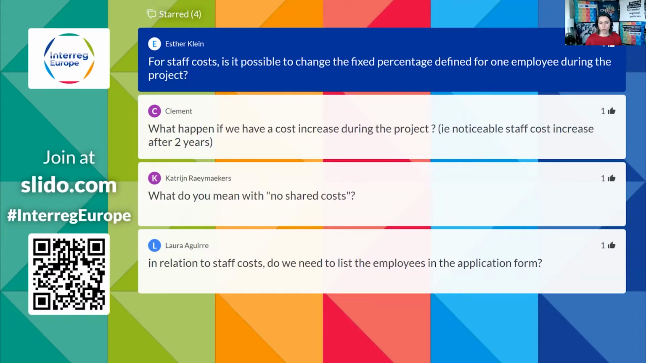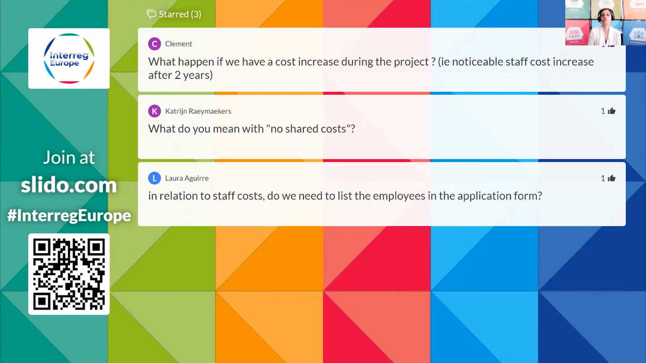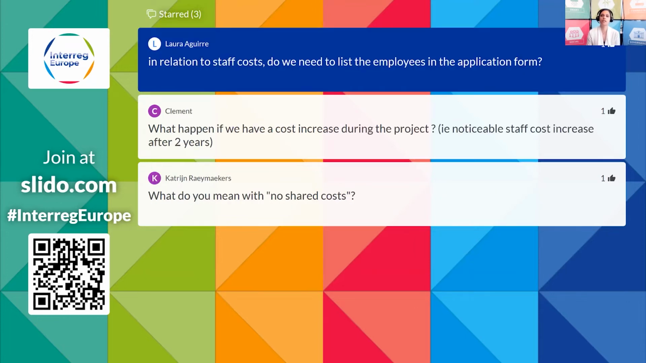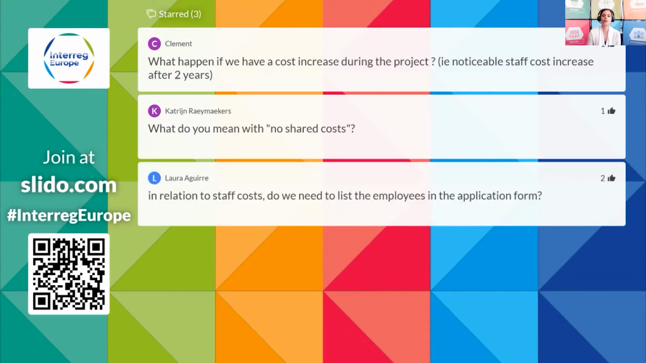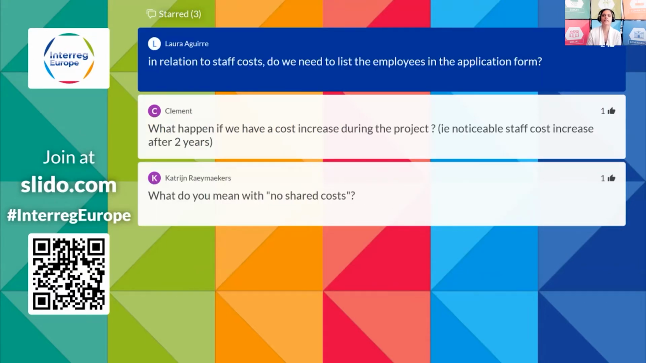Ilaria, Laura also has a question related to staff costs. Do we need to list employees in the application form already? No, this is not needed. When you plan your staff cost budget, you have to have in mind how many people from your organization will work on the project, how much of their time they will dedicate to the project activities, but you will not need to list the actual employees in the application form. This is not needed.